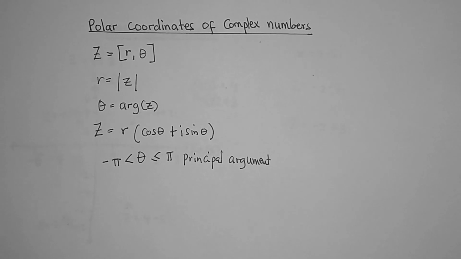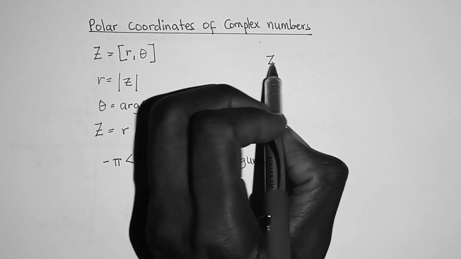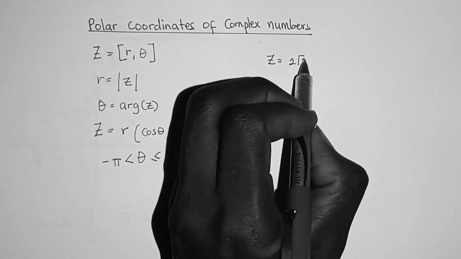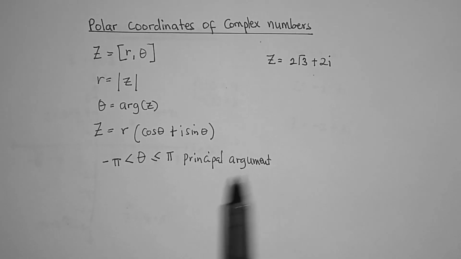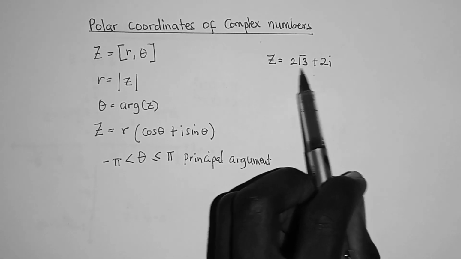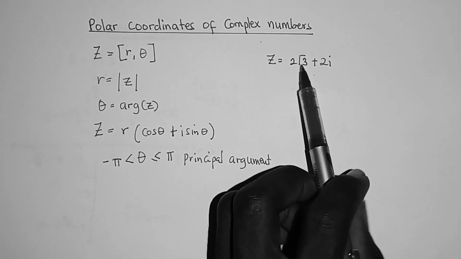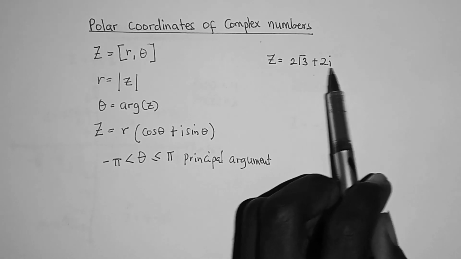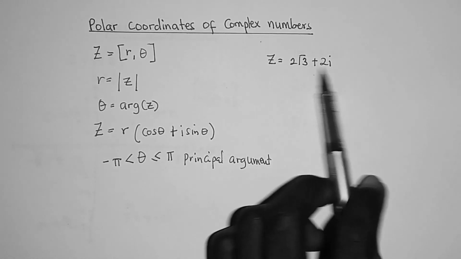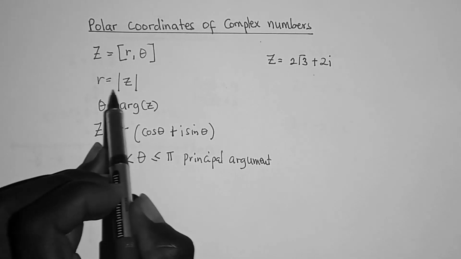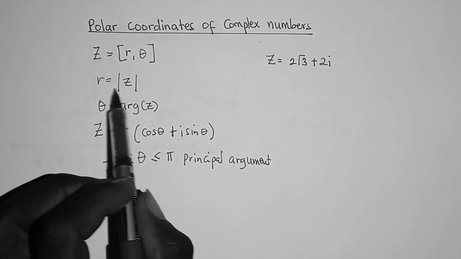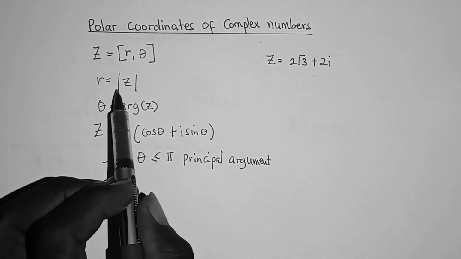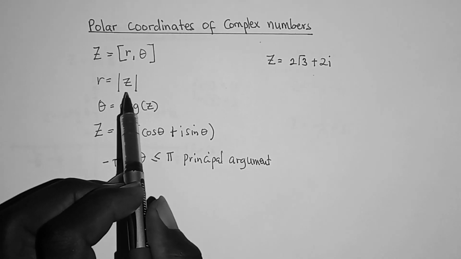So having understood this, let us express a complex number z equals 2 root 3 plus 2i in its polar form. In Cartesian form, the real part of the complex number is 2 root 3, and the imaginary part is 2. Now, let's convert this into its polar form. The first thing will be to find r, the magnitude of z.